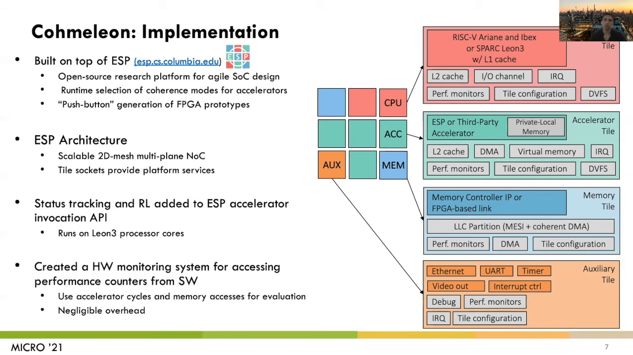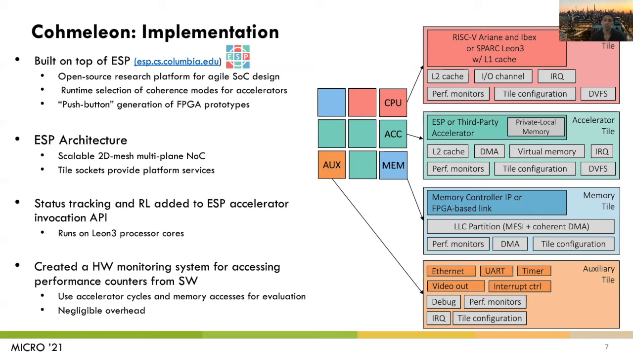We also implemented a hardware monitoring system in ESP for accessing performance counters from software running on the FPGA. We measure the accelerator cycles and off-chip memory accesses to evaluate the quality of an accelerator invocation. The hardware monitoring system adds negligible area overhead to the SoC.